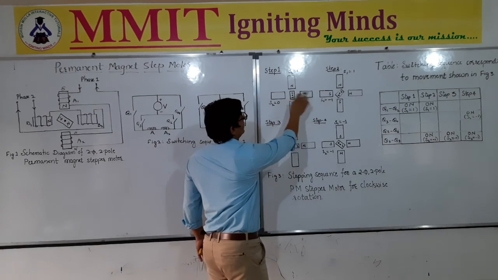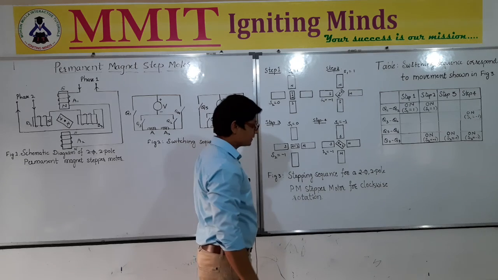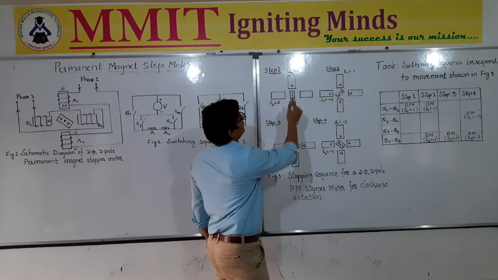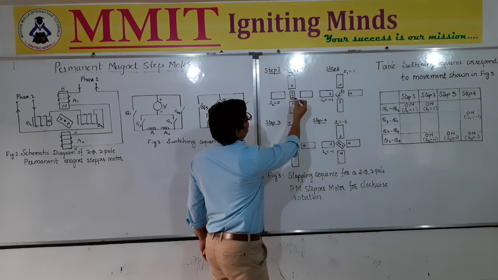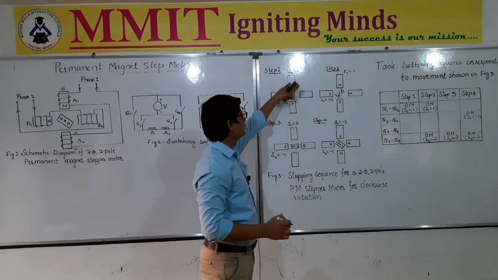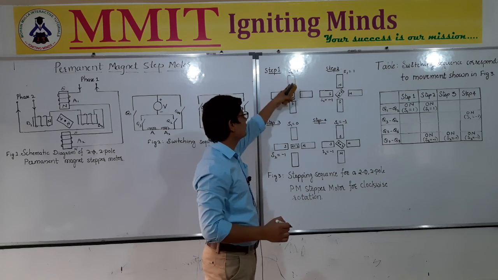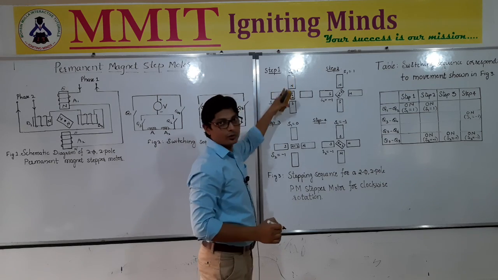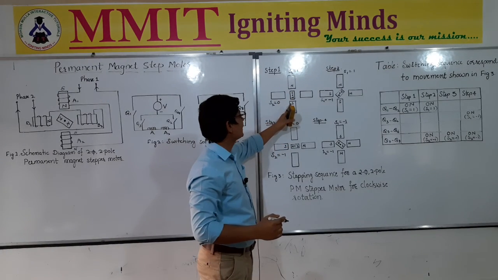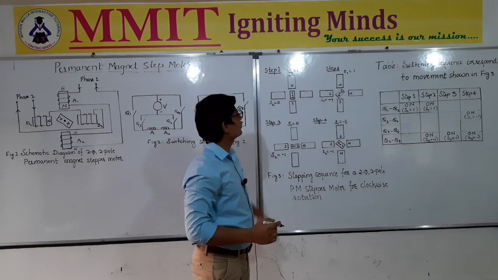and the two other poles are not yet energized, therefore they are not going to operate as magnets here. So the permanent magnet, which has south and north poles, will get aligned accordingly in the magnetic field lines of this north and south pole created by phase A. Therefore it is vertically aligned. Now we want to rotate in the clockwise direction.